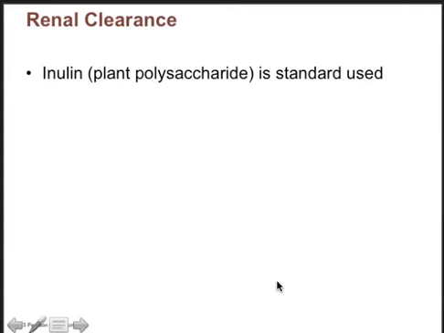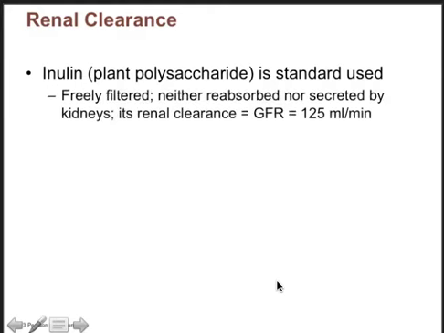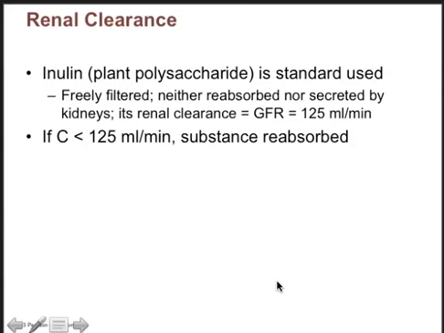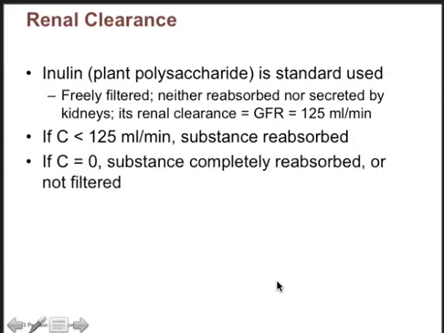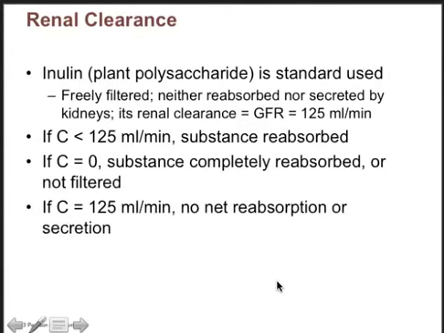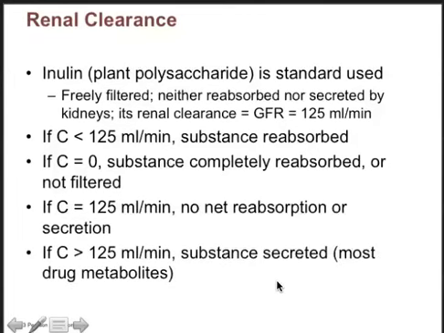Inulin is a plant polysaccharide that's neither secreted nor reabsorbed. It's freely filtered. Its renal clearance has a GFR of about 125 milliliters per minute. If it's less than that, the substance is going to be reabsorbed. If it's equal to that, the substance is completely reabsorbed or not filtered. If it's equal to 125 milliliters a minute, there's no net reabsorption or secretion, and that's what you would expect with an inulin dose. If the clearance is greater than 125 milliliters per minute, the substance is secreted, and this occurs in most drug metabolites.